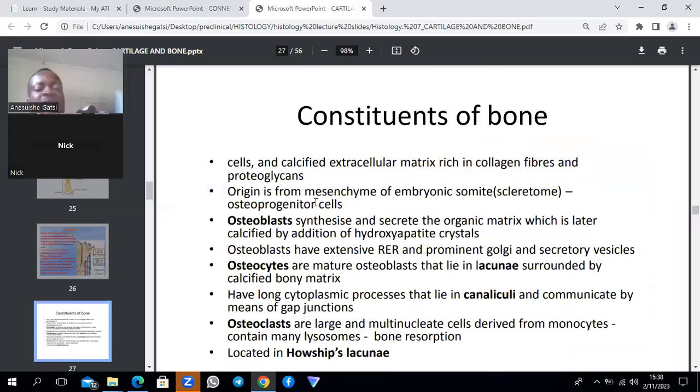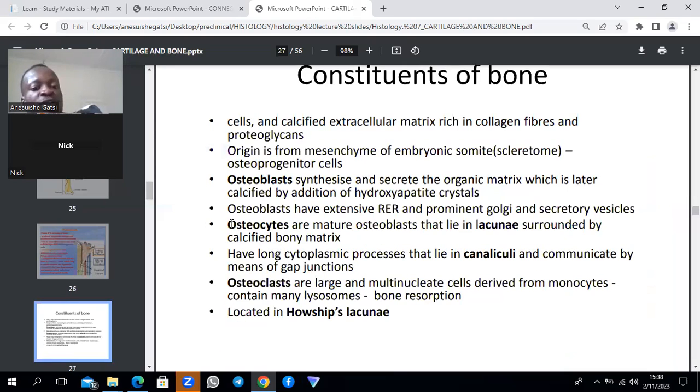Then these are the cells that I wanted you to know. We have osteocytes, we have osteoblasts, then we have osteoclasts. Osteoclasts are just monocytes that went to a fancy school. Remember, monocytes become macrophages when they go into the tissues.